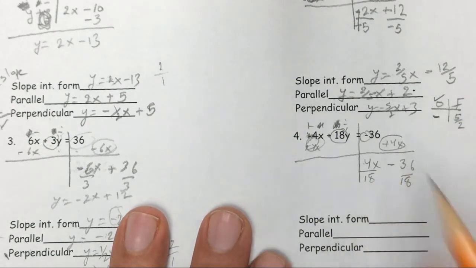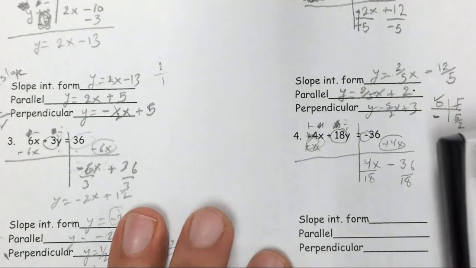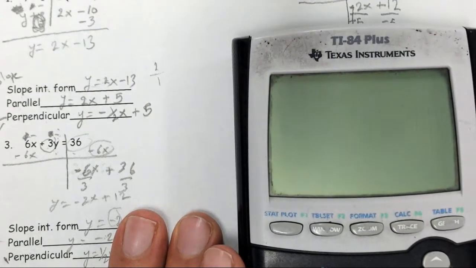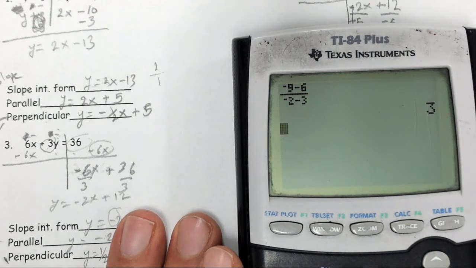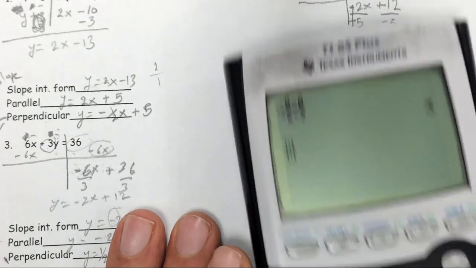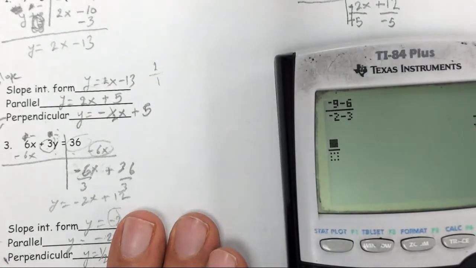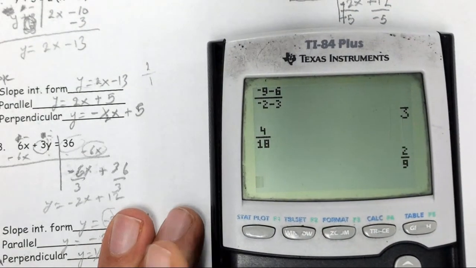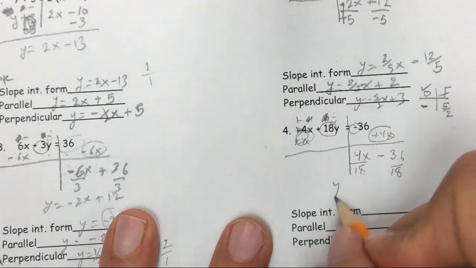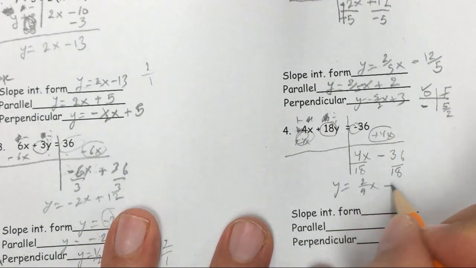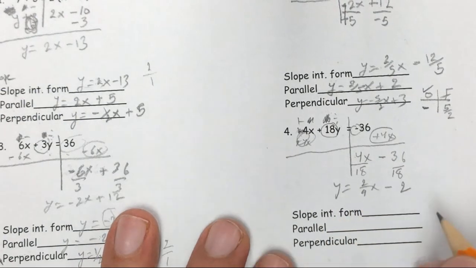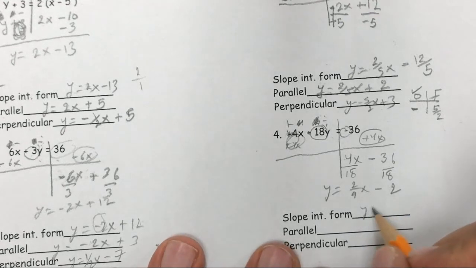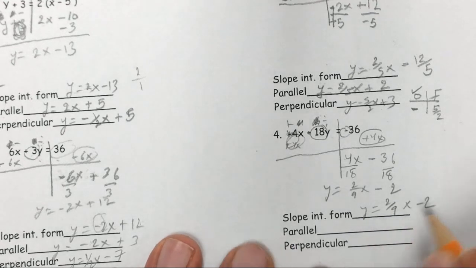A lot of kids have issues reducing these. If you're one of those kids that has an issue reducing, you can always use a calculator. Turn it on, alpha y equal to enter. And pop in that fraction, which is 4 over 18. You just press enter. The calculator is really nice. It reduces it for you. Alright, there's our slope-intercept form. Y equals 2 over 9x minus 2.